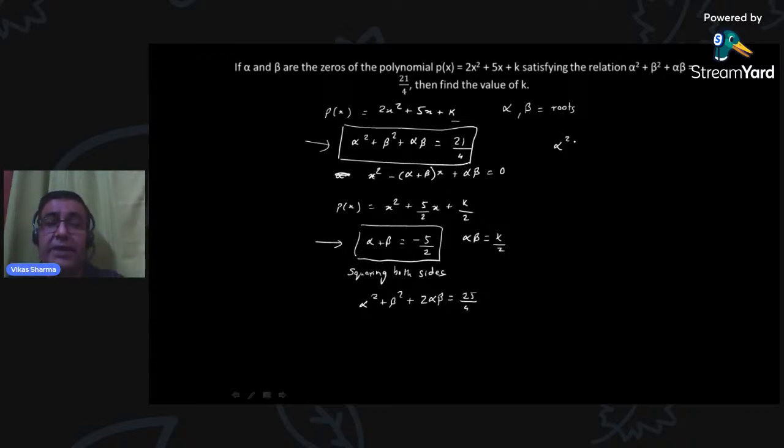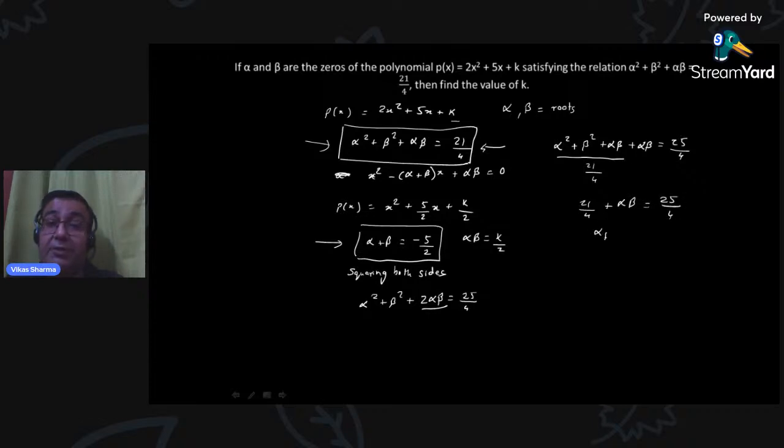Okay, we can write it like alpha square plus beta square plus alpha beta, because 2 alpha beta is nothing. I can split it as alpha beta plus alpha beta. That is equal to 25 upon 4. But we already know from this equation that alpha squared plus beta squared plus alpha beta is nothing but 21 upon 4. That means 21 upon 4 plus alpha beta is equal to 25 upon 4.